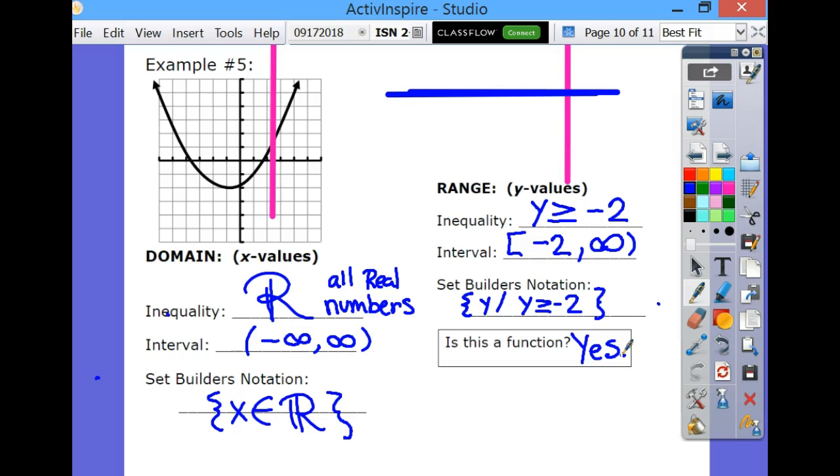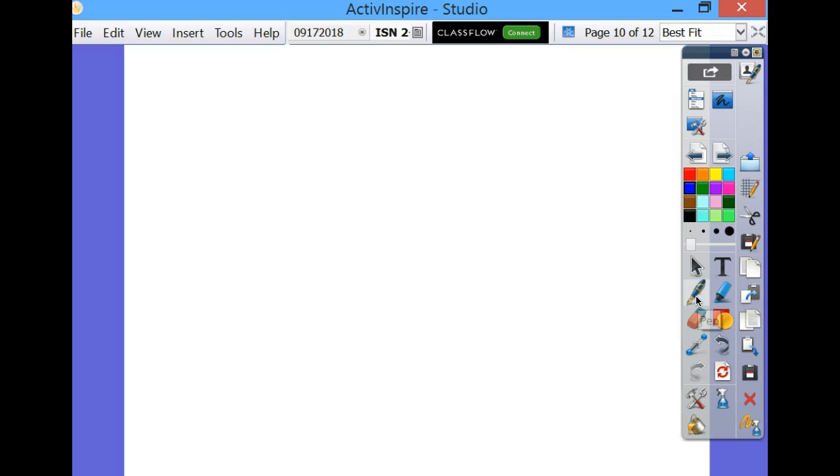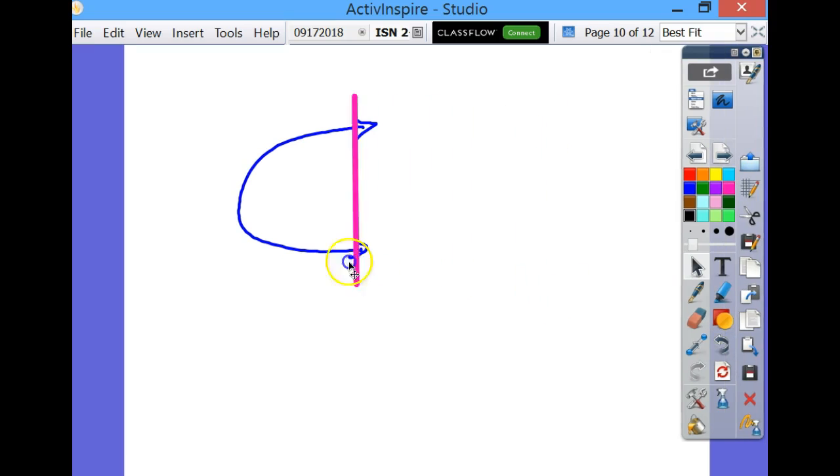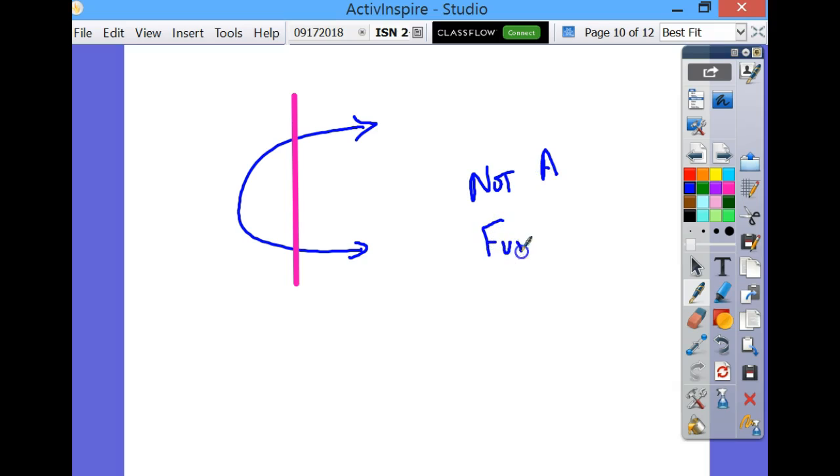Now, just to show you the difference, it helped my other class to do this. If I had a graph that's a parabola, but it's not pointing the usual direction, is it? That is a parabola, and would this parabola cross the vertical line test? Is that parabola a function? This is not a function because my vertical line crosses it more than one time.